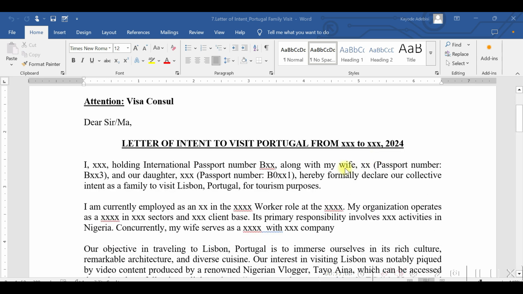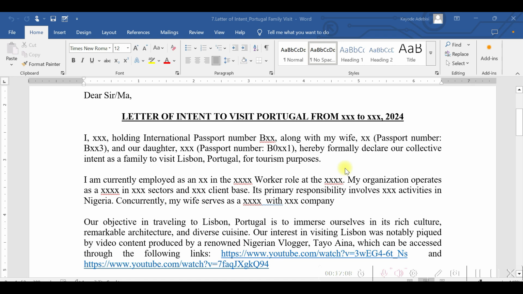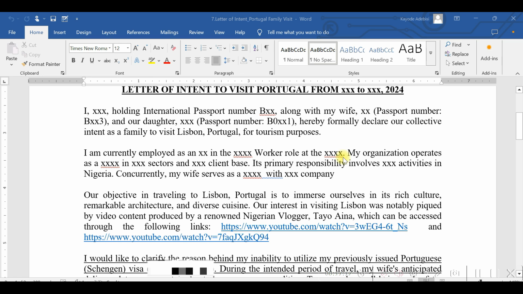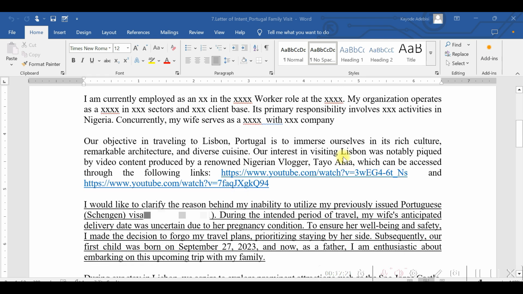So you could see how this was clearly mentioned, in terms of the body of the SOP or the letter of intent in this case. Yes, current employment status for both wife and the husband, objective of the visit to Portugal, just a simple thing. They saw a video on YouTube, they were interested, and they decided to visit.